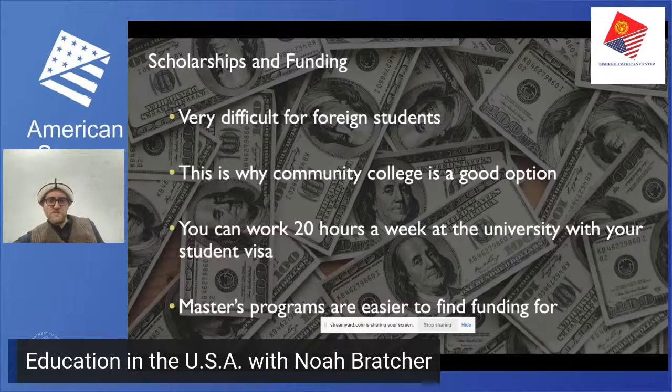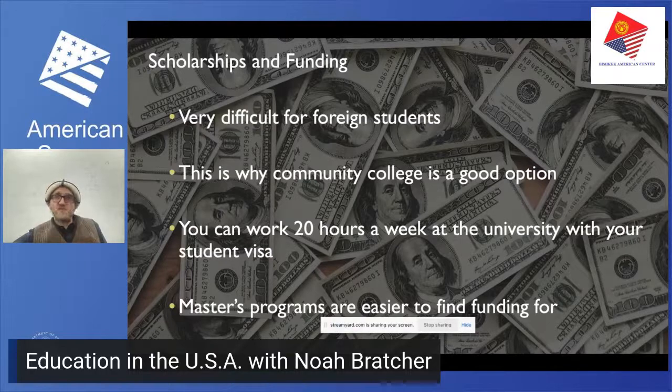With community college, you can pay much less. It's probably 20% of what you would pay to go to a four-year school. You can work 20 hours a week at the university with your student visa. This is really good because in the US, the minimum wage is pretty high.